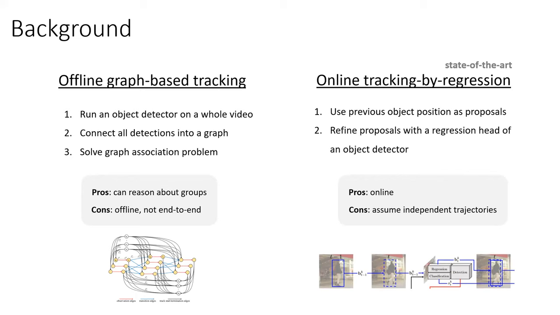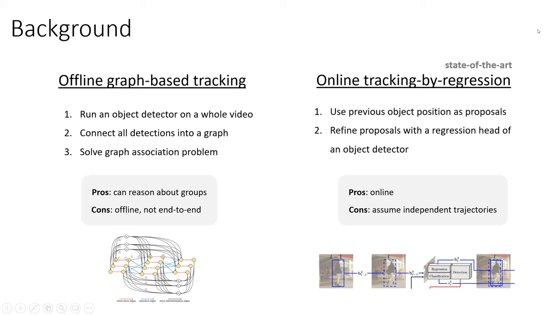And then having this graph on top of this graph, you solve an association problem. This association problem, as a result, gives you the trajectories. The advantage of this method is that it can reason about groups of objects. In other words, the members of the group provide a prior about the positions of other members of the group. But this approach is offline and not end-to-end, because it's not clear how to put graph optimization inside a neural network.